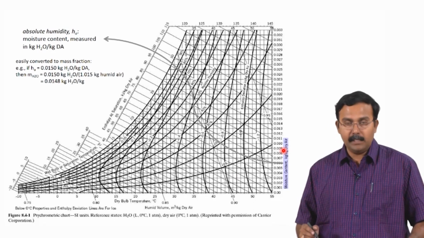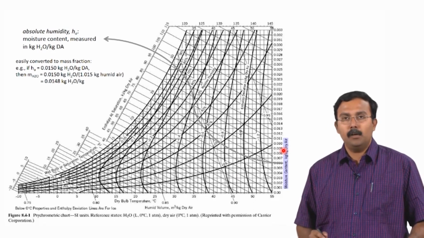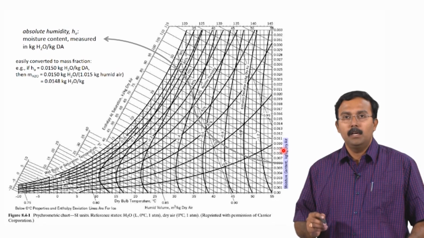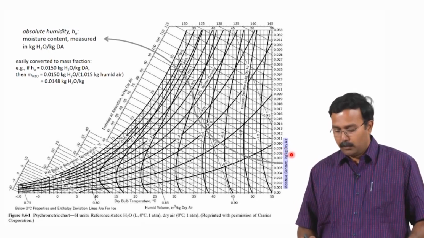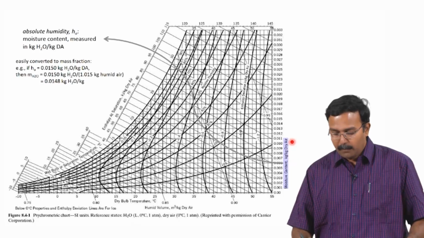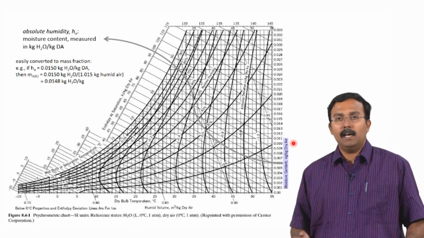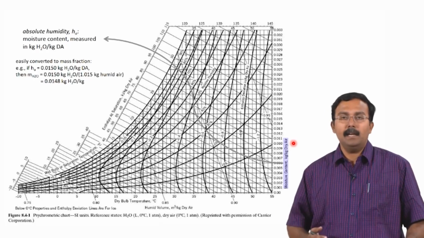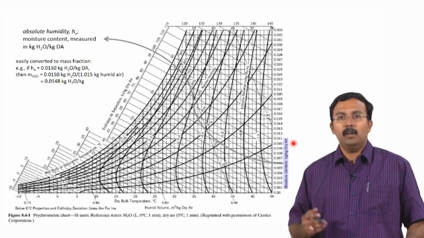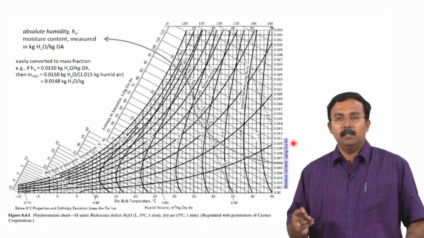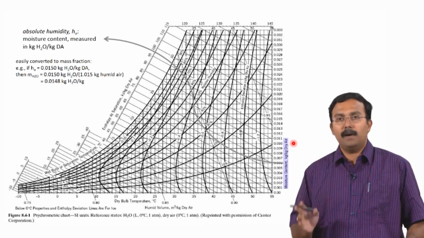So, absolute humidity is basically measured in terms of kilograms of water per kilogram of dry air. This needs to be clearly understood. The denominator is kilogram of dry air, not kilogram of total air. Total air would contain water vapor and dry air, and that would be called the moist air.